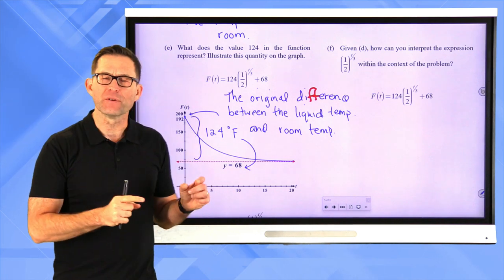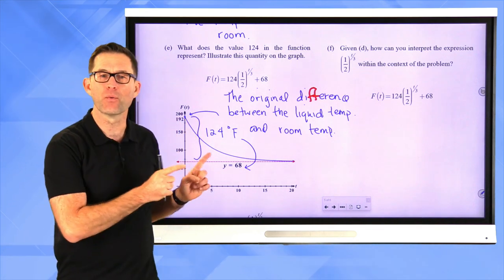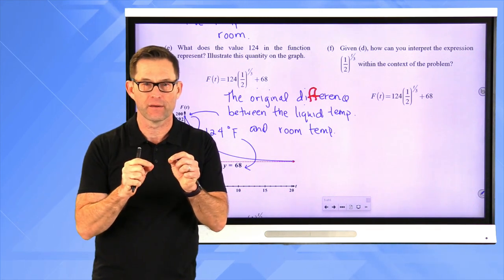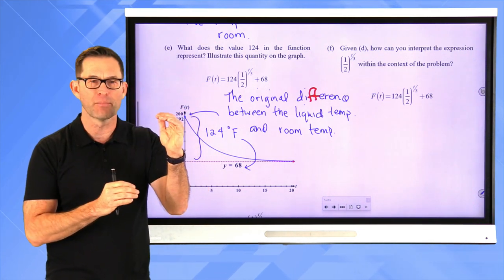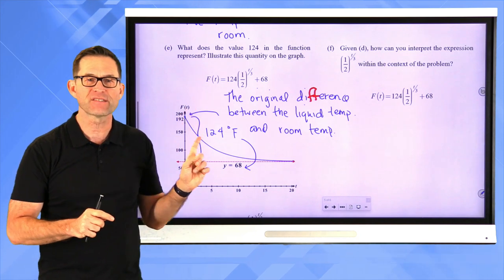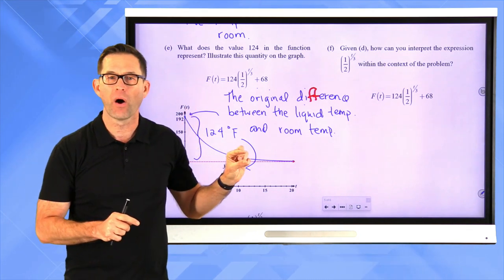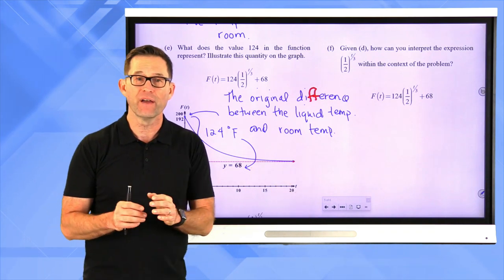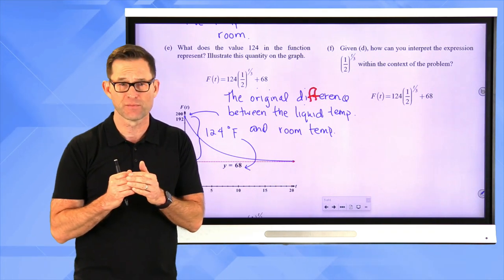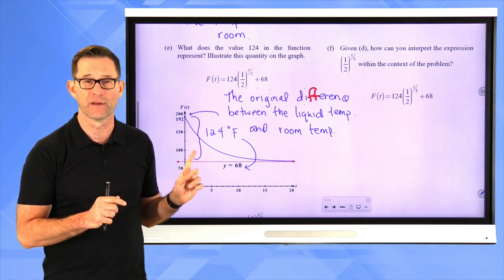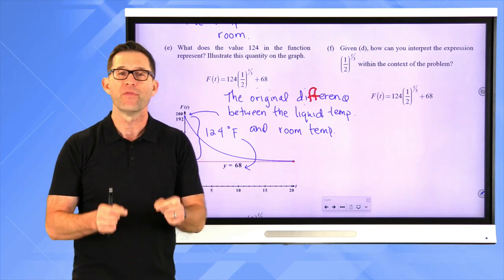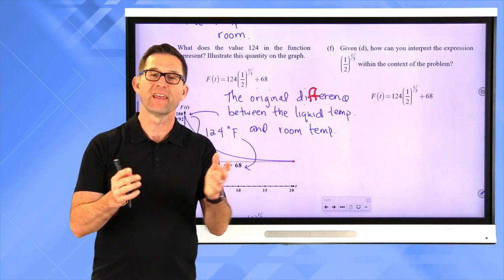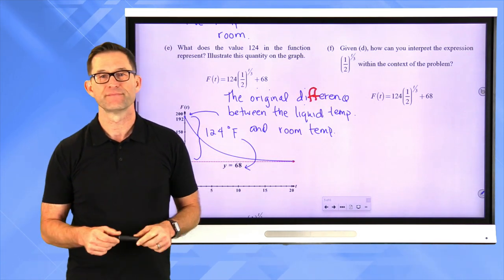It's that difference between the temperature of the liquid and the temperature of the room that is driving the cooling. All right, the higher that temperature difference is, the faster it cools. And the smaller that difference is, the slower it cools. Until eventually, when those differences are so small between the temperature of the liquid and the temperature of the room, there's hardly any cooling going on at all. Anyhow, let's take a look at letter F.